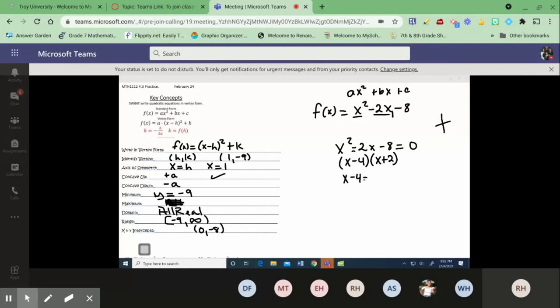x minus 4 equals 0 and x plus 2 equals 0. So my solutions are 4 and -2. So my x-intercepts are (4, 0) and (-2, 0). So it's a lot of questions about one, but once you get it in that format, you kind of got that answer looking at you for most of it, don't you?